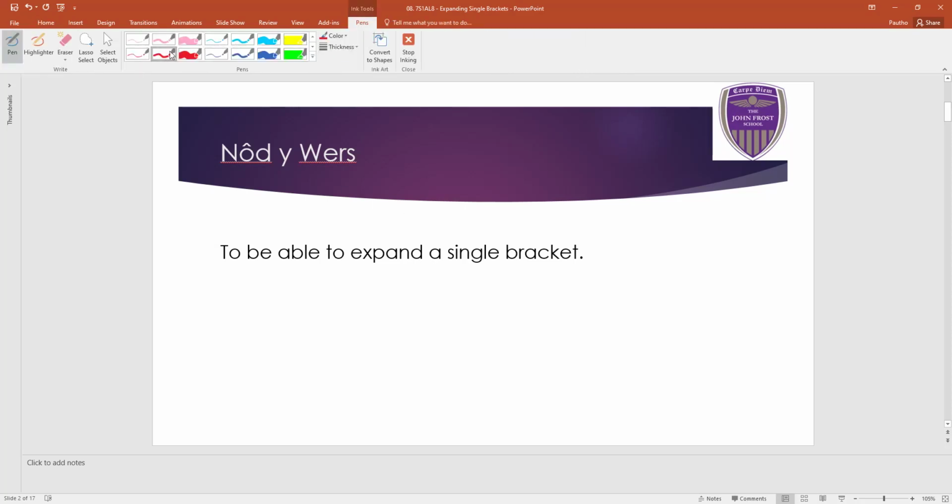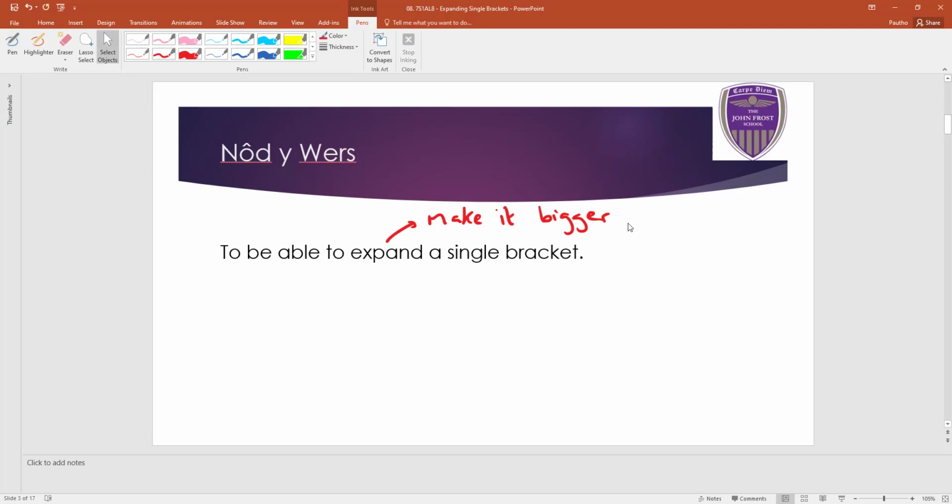And you should know, from just normal English, I suppose, that if you expand something, or something expands, then normally you make it bigger, don't you? If something expands, it gets bigger. So today we're going to make a single bracket get bigger, which sounds weird, but you'll see now.